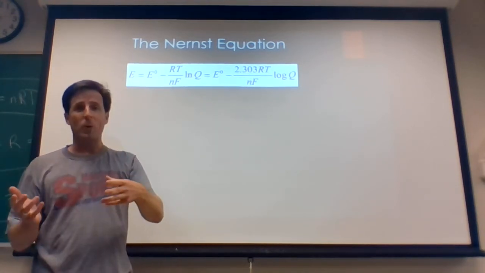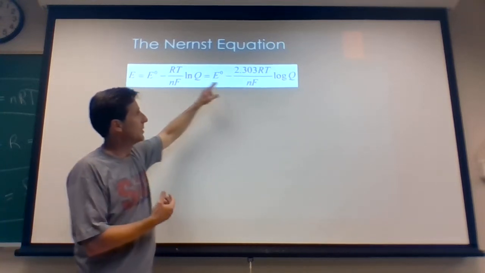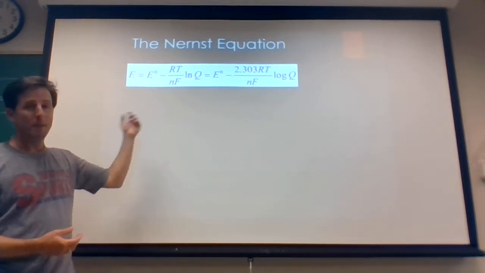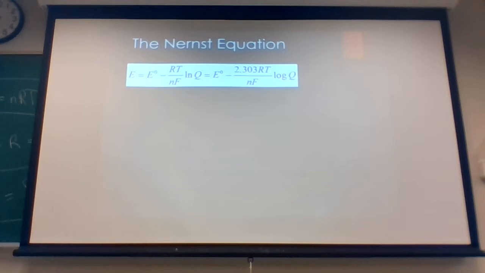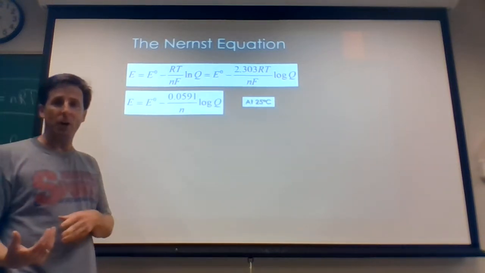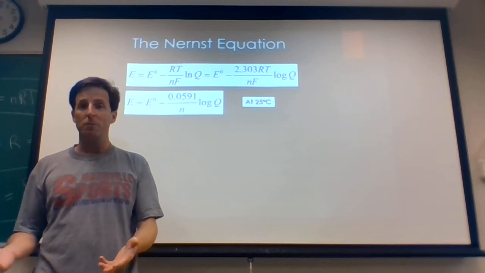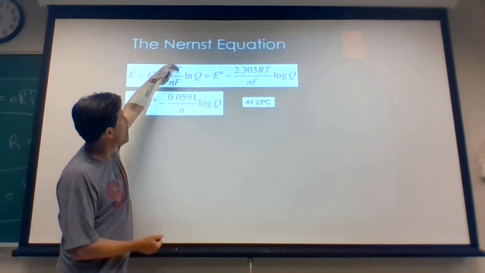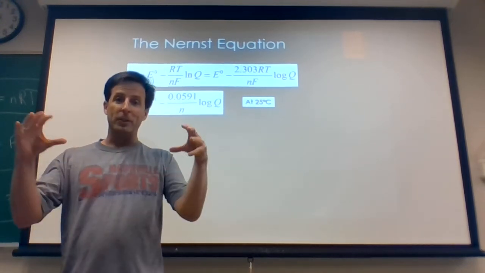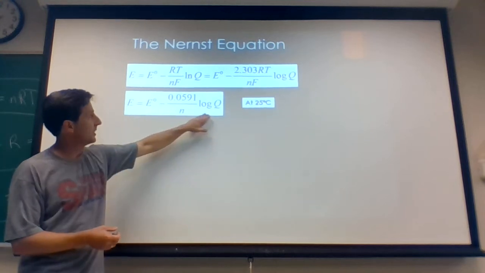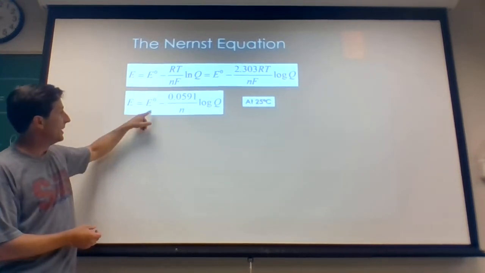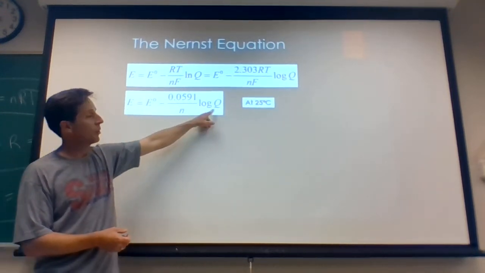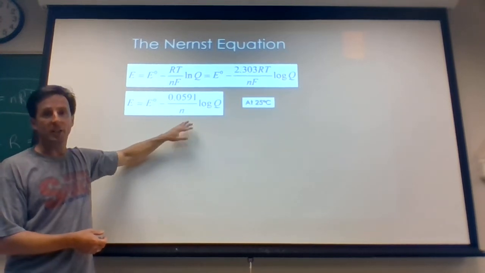There are different forms of this equation. Instead of a natural log, if you want to use a regular log, there's a factor of 2.303 that has to be factored in. It doesn't really matter which one you use, you just have to pick one. And if it's 25 degrees Celsius, which is usually what we assume, if you plug in 298 Kelvin for T, then R, T, and F are all constant values that you can multiply together. The simplest version of the equation is right here: E equals E naught minus 0.0591 over N times the log of Q. That 0.0591 is just the accumulation of all the constants. This is the version of the equation that we probably use the most.